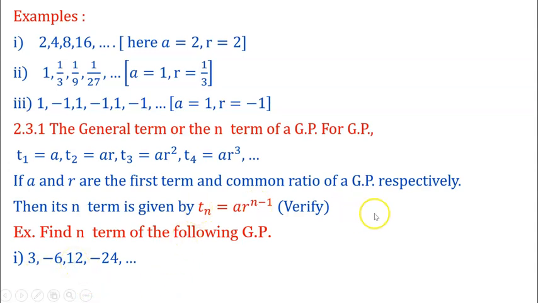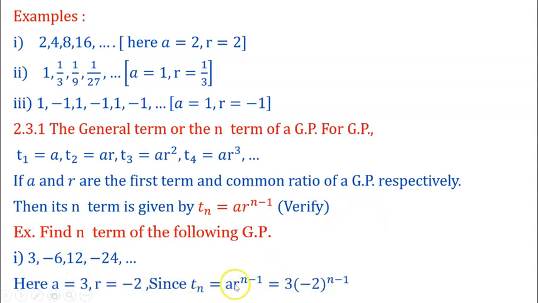What is the formula for Tn? That is Tn is equal to A into R raised to n minus 1. Substitute the value of A. What is A? A is 3. R is minus 2. That is 3 into, in bracket, minus 2 raised to n minus 1. This is the Tn. That is Tn is equal to 3 into (minus 2) raised to n minus 1.